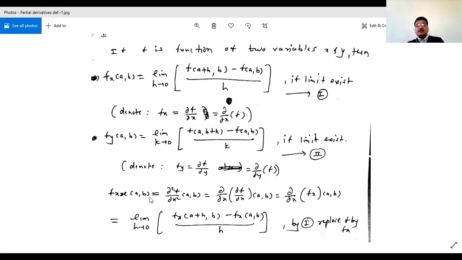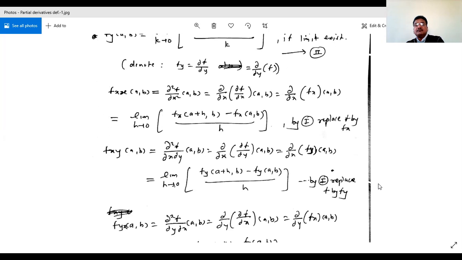So what is f_xx(a,b)? Limit h tends to 0 of [f_x(a+h,b) − f_x(a,b)] divided by h. Just replace f by f_x, because f_xx means the derivative of f_x with respect to x, and f_x means the derivative of f with respect to x. We have to write the derivative of f_x with respect to x, that is, just replace f by f_x.